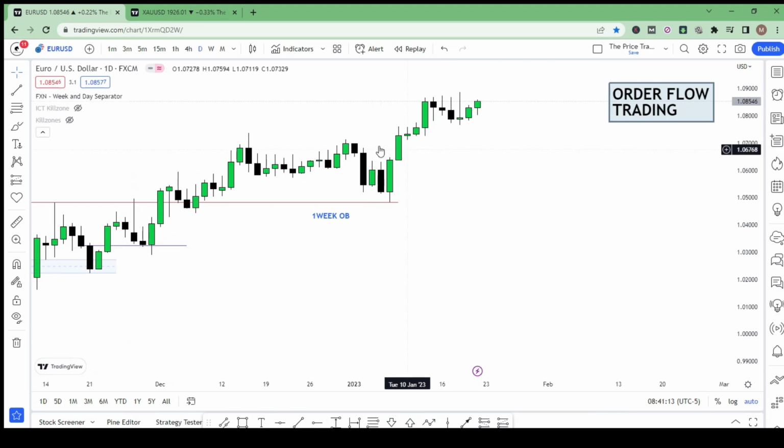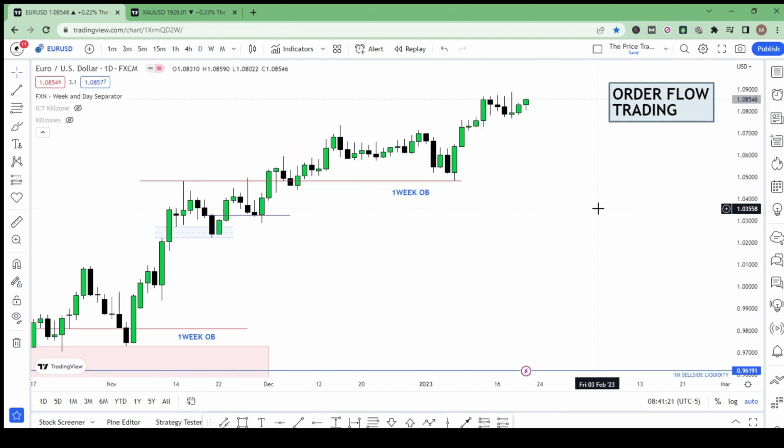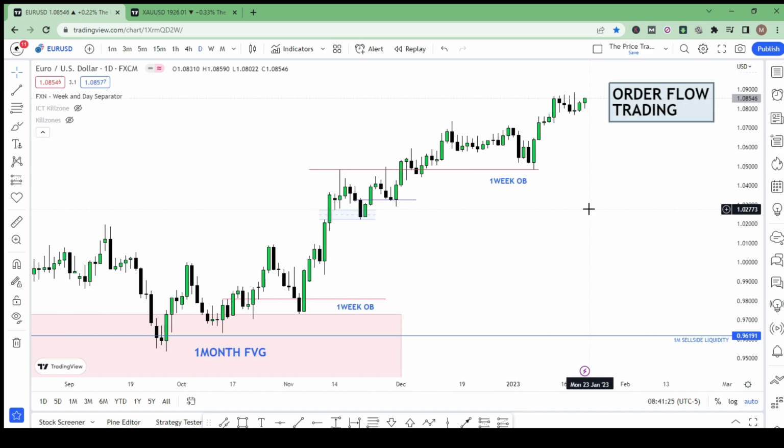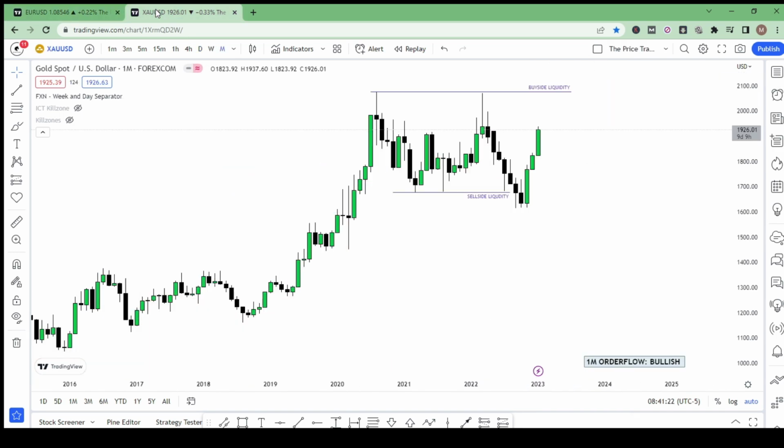So any new imbalances, like for instance we have this imbalance here and we have another block here. So if the market for instance comes down here, you want to see the market respect as long as the order flow is being maintained bullish. So maybe I can show you another example on the gold.